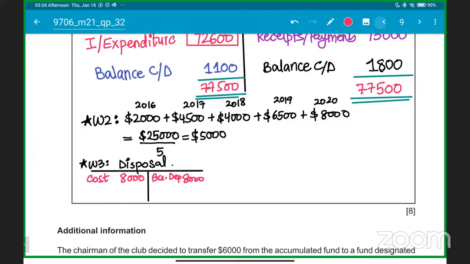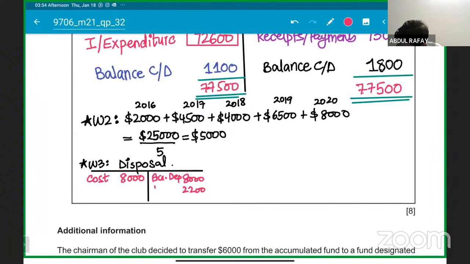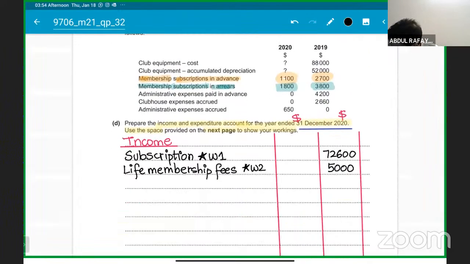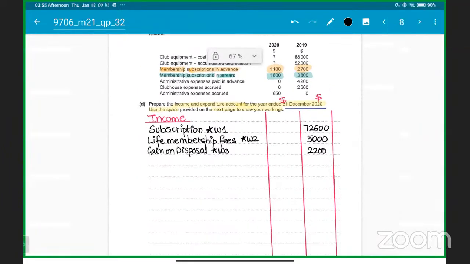And you have sold it for $2,200. That comes on the credit side, sir. So which means that it will be $2,200 gain on disposal. Everyone getting it? Clear? So we have another income of $2,200, that is gain on disposal. Okay, everyone got this? Let me know any questions, any doubts. That is working number 3. Okay, everyone is clear? Hello, students, got this? Yes.